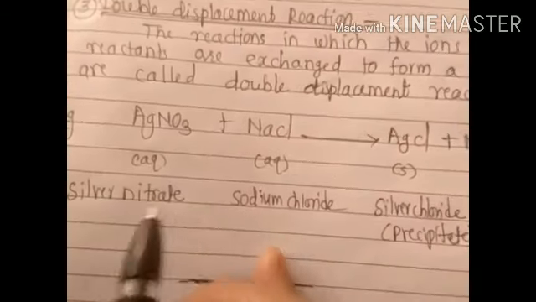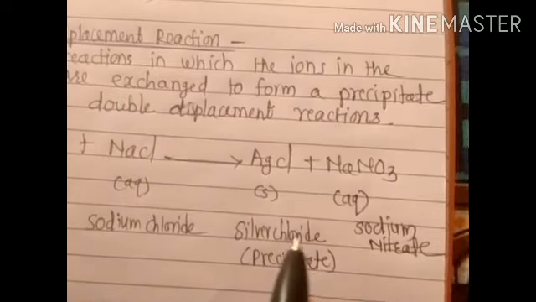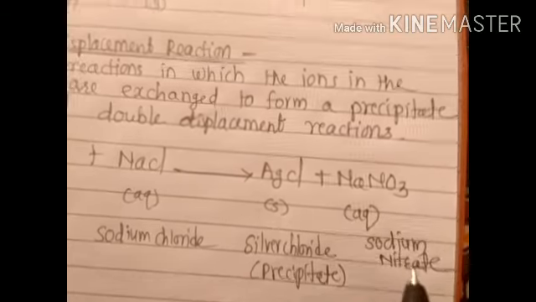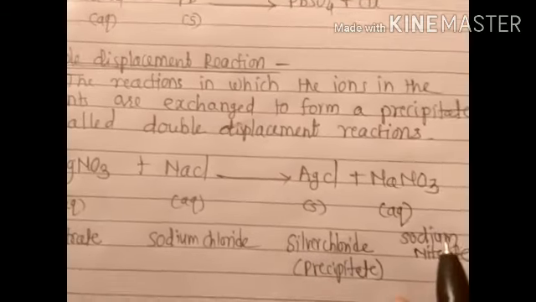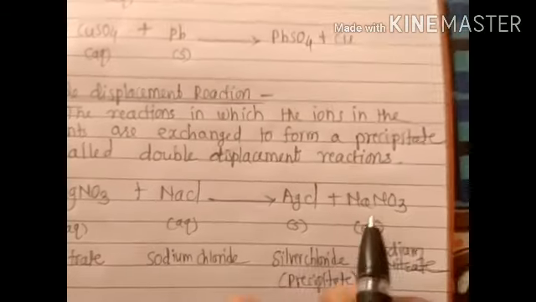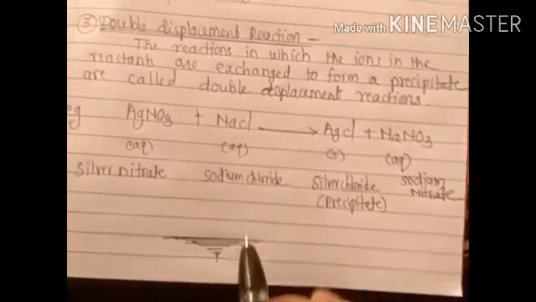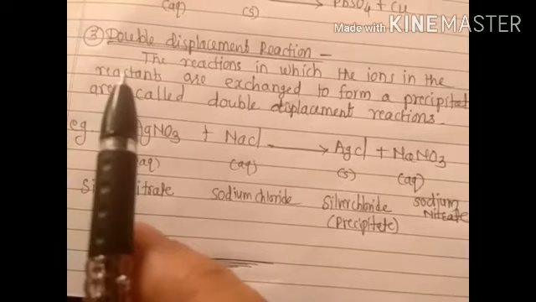Means silver nitrate reacts with sodium chloride to give silver chloride and sodium nitrate, and these products are formed with the help of exchange of ions in the reactants. So such type of reaction is called as double displacement reaction.